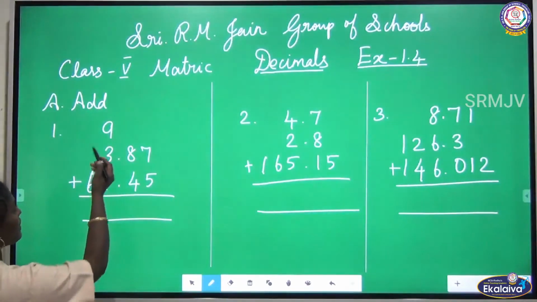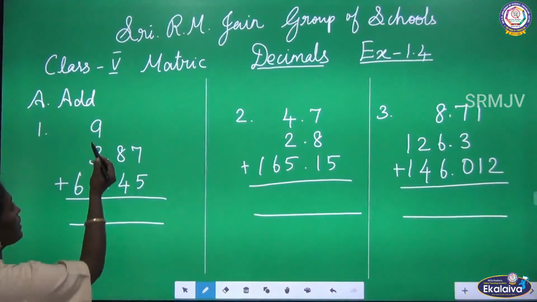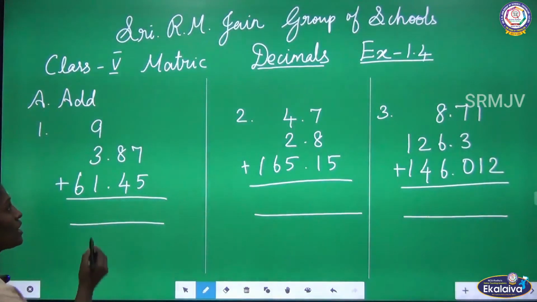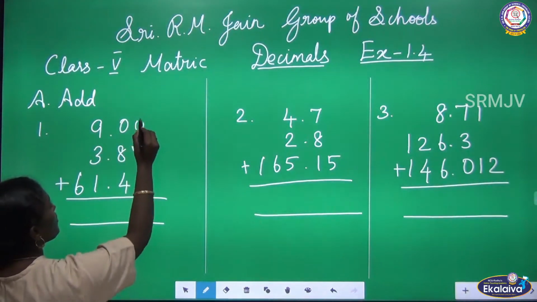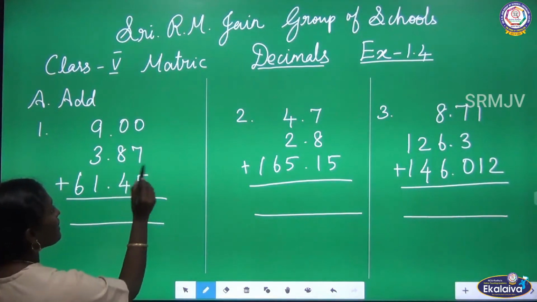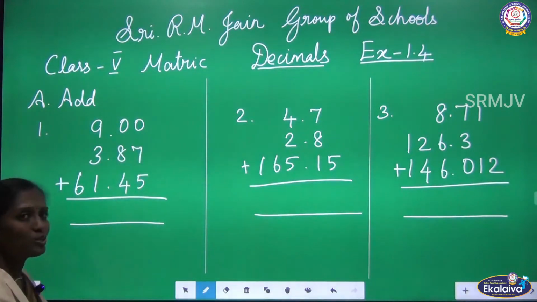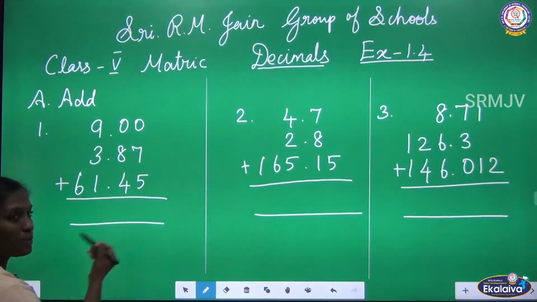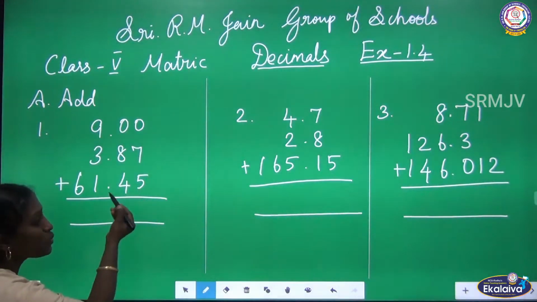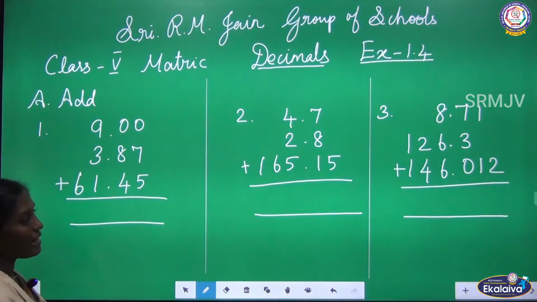Okay, see the numbers 9, 3.87, 61.45. Here 9 is a whole number, that is, no decimal place. So here we can put 0. In the remaining numbers 2 decimal places are there, so we can add 2 zeros for 9. Now we have to start from the second decimal place. From the last place we have to start the addition.